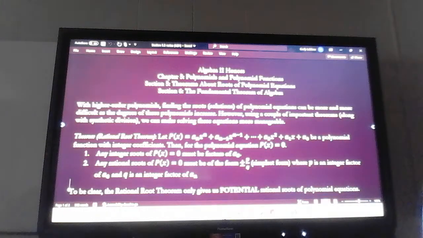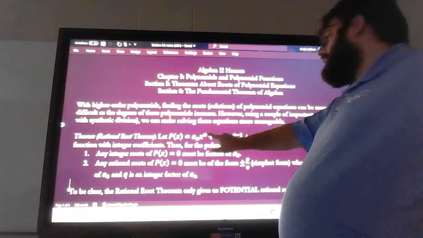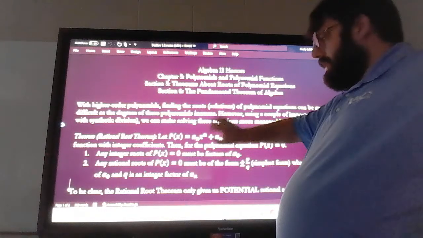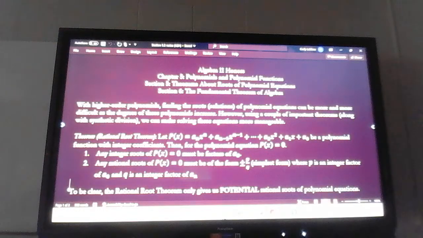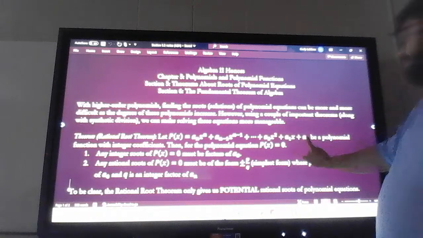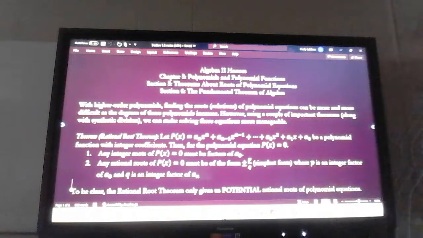Rational root theorem says that if I have a polynomial in standard form, right? It's got a leading coefficient. It's got degree of n. Highest exponent is first. All other terms are ordered from largest exponent to smallest exponent. And we're going to go ahead and assume that each of these coefficients, so here, here, here, here, and here, and all along this polynomial, we're going to assume that they're all whole numbers, all integers. Okay. Then, if you set that polynomial function equal to 0, of course, you get a polynomial equation.